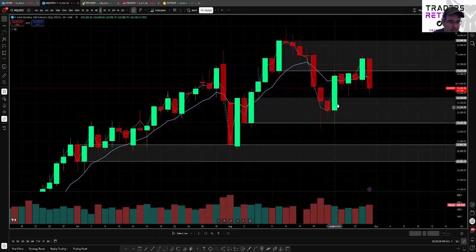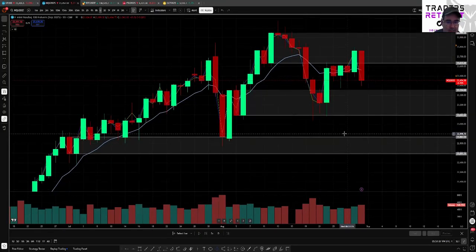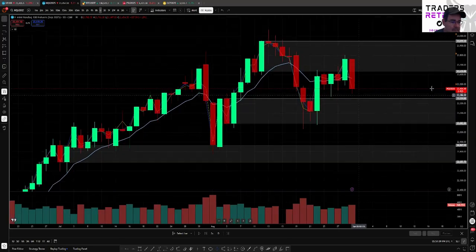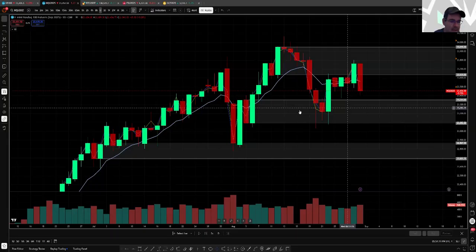This is a demand zone that has been interacted with. So I expect buyers to be in this general area. And then my main demand zone is down here. And this is all just on the daily. And that's it. So, watch for the candle closes to kind of get the signal.